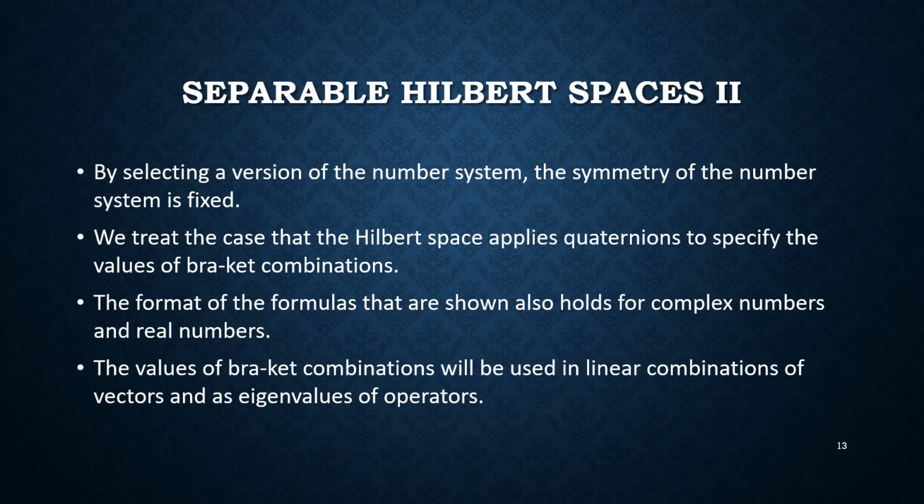By selecting a version of the number system, the symmetry of the number system is fixed. We treat the case that the Hilbert space applies quaternions to specify the values of bracket combinations. The format of the formulas that are shown also holds for complex numbers and real numbers. The values of bracket combinations will be used in linear combinations of vectors and as eigenvalues of operators.